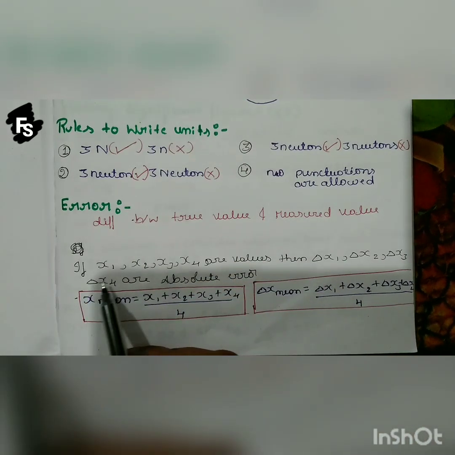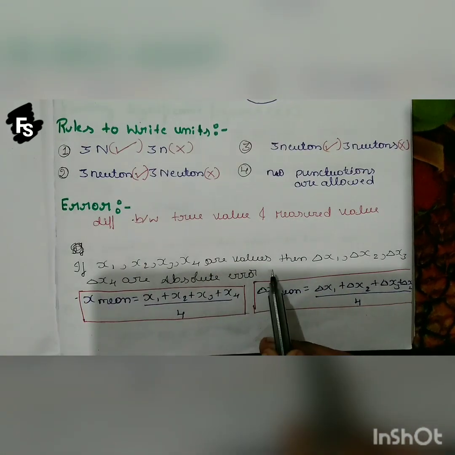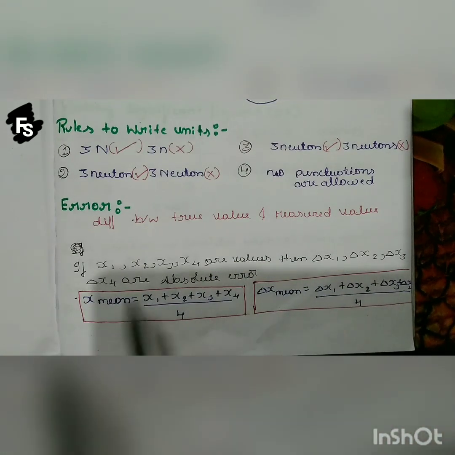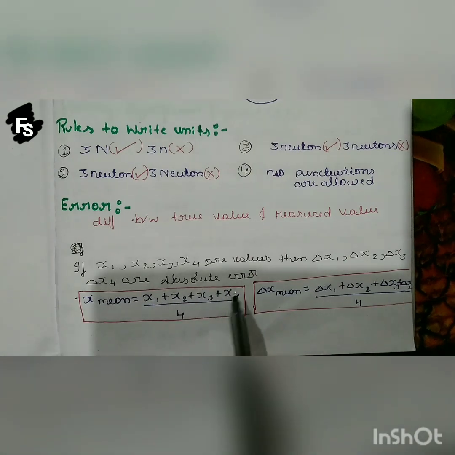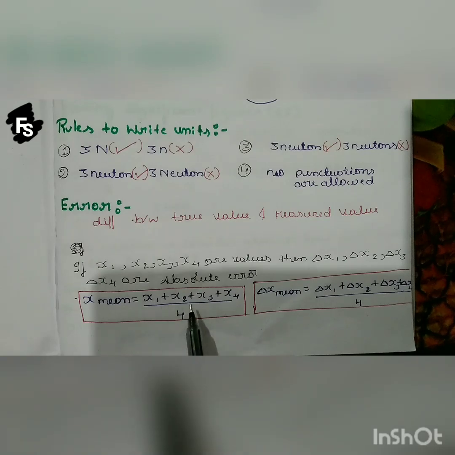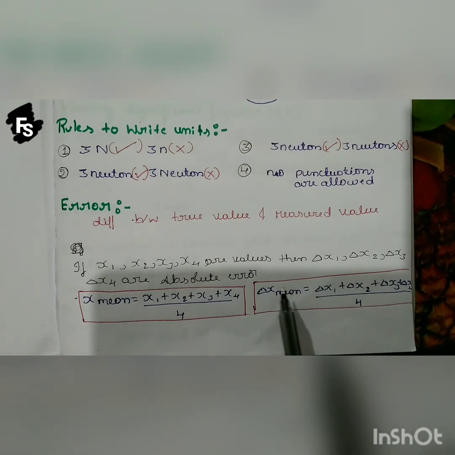Then if x1, x2, x3, x4 are values, then delta x1, delta x2, delta x3, delta x4 are absolute errors. X mean is equal to x1 plus x2 plus x3 plus x4 divided by 4. It means x mean is equal to the sum of all the values divided by the number of values. And then delta x mean, the mean absolute error, is equal to the sum of all absolute errors divided by the number of absolute errors.